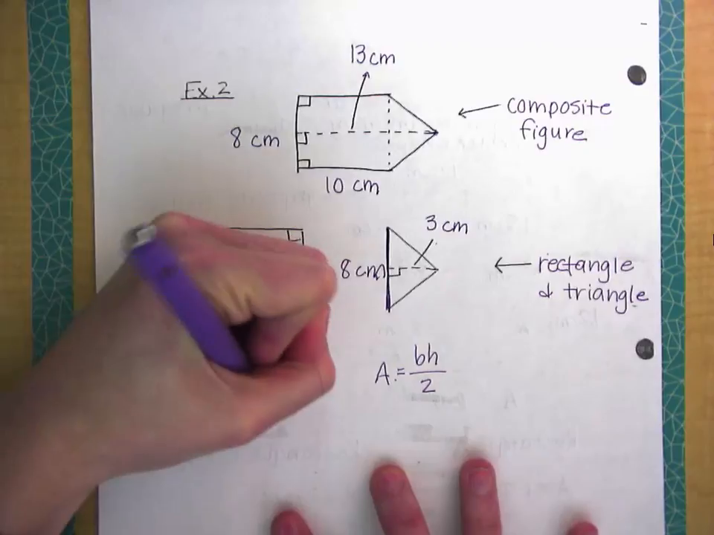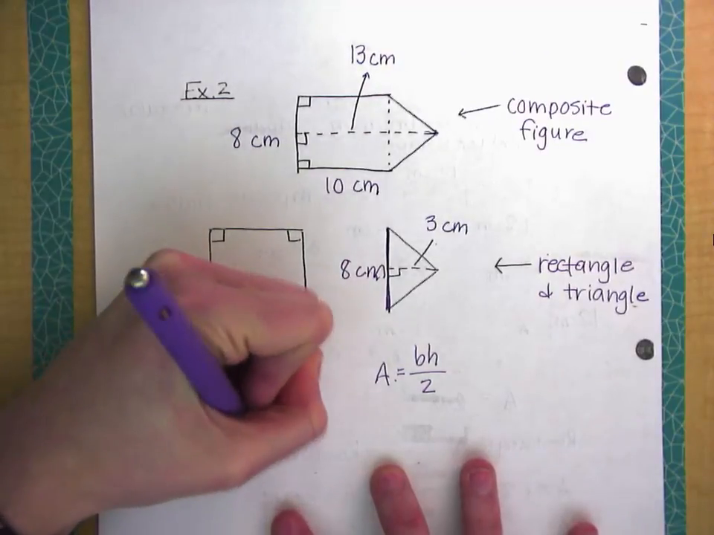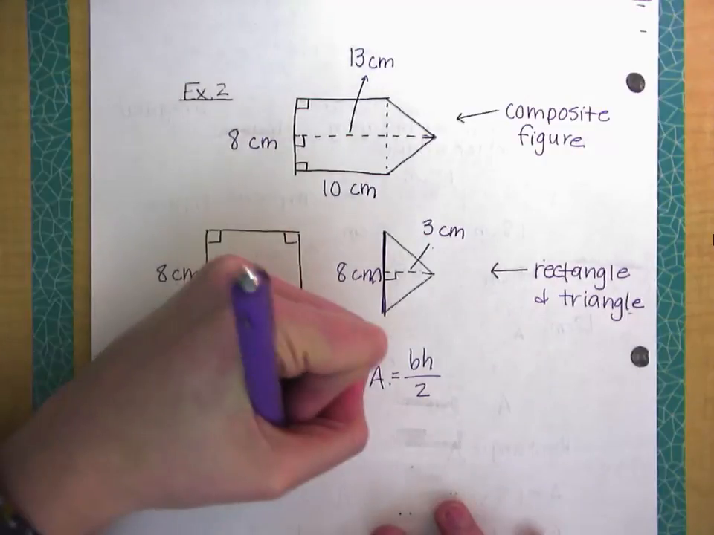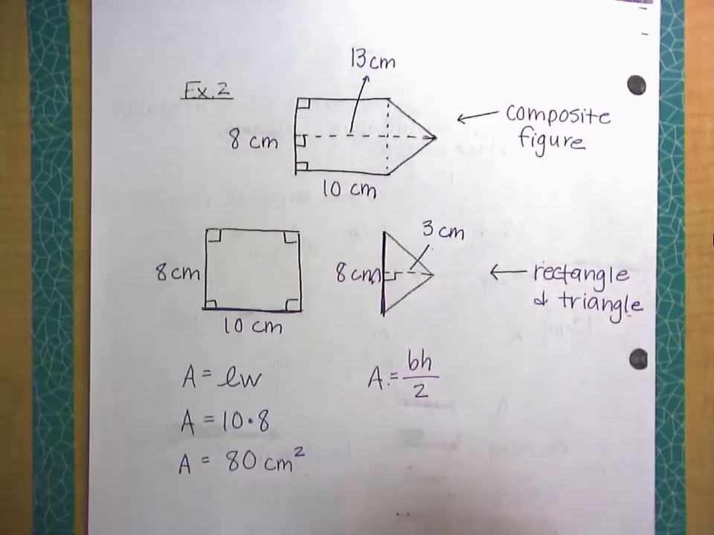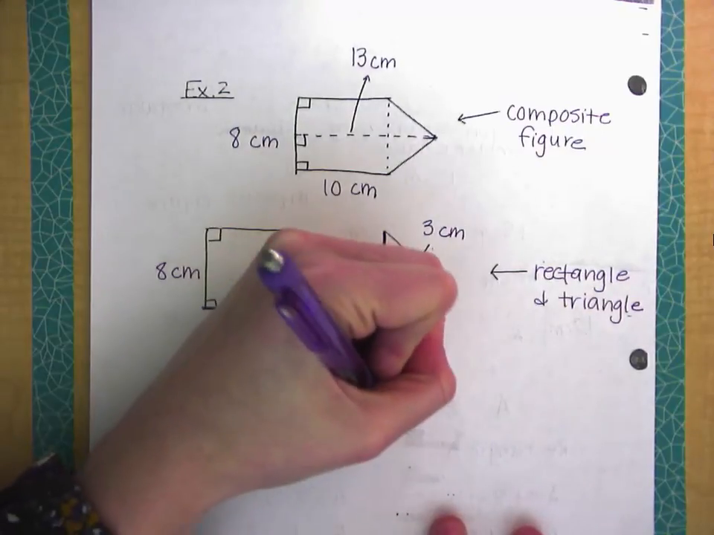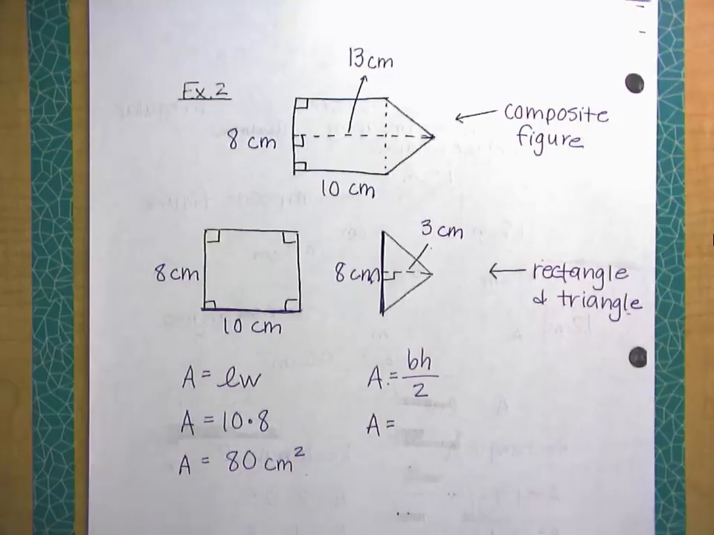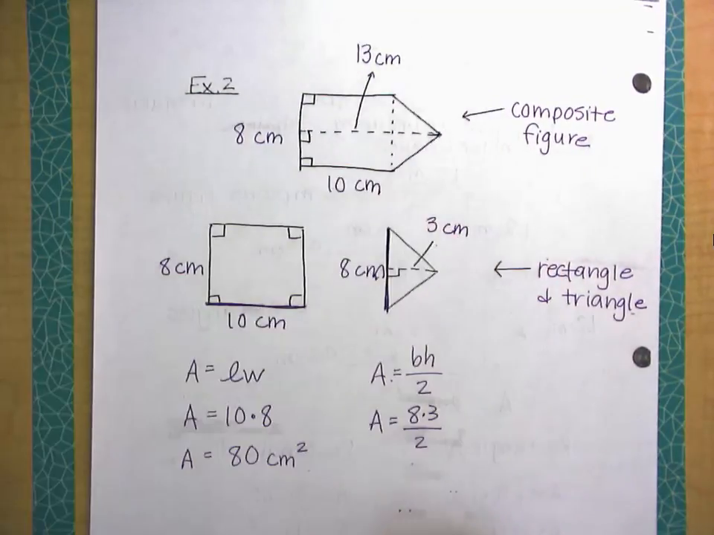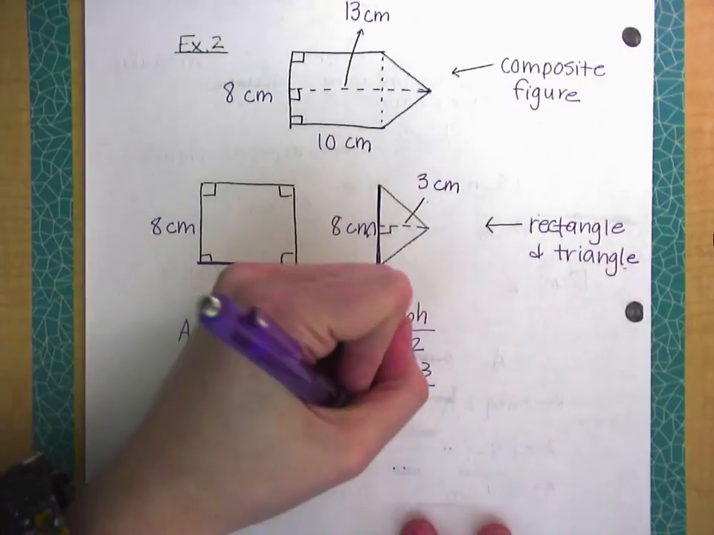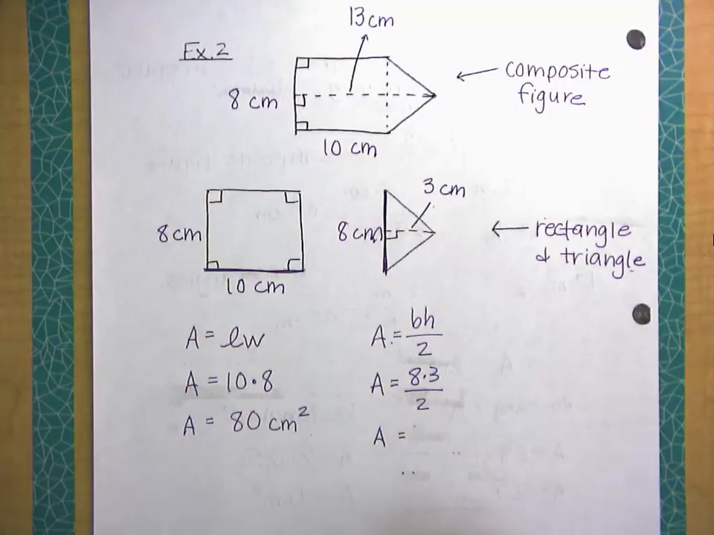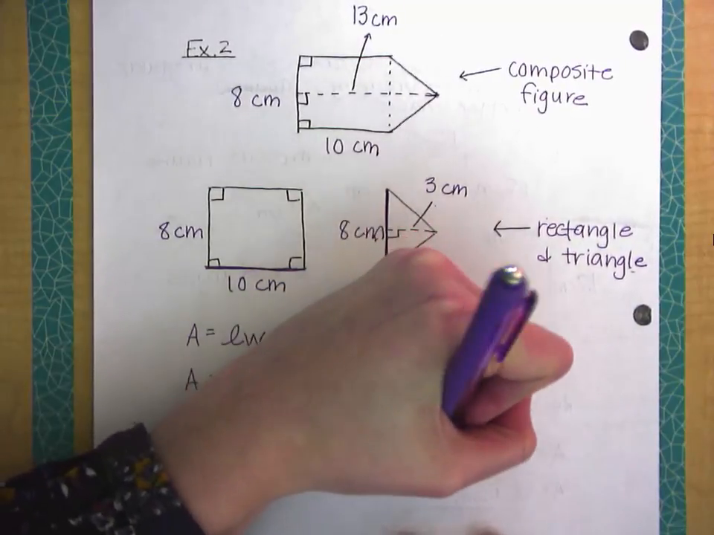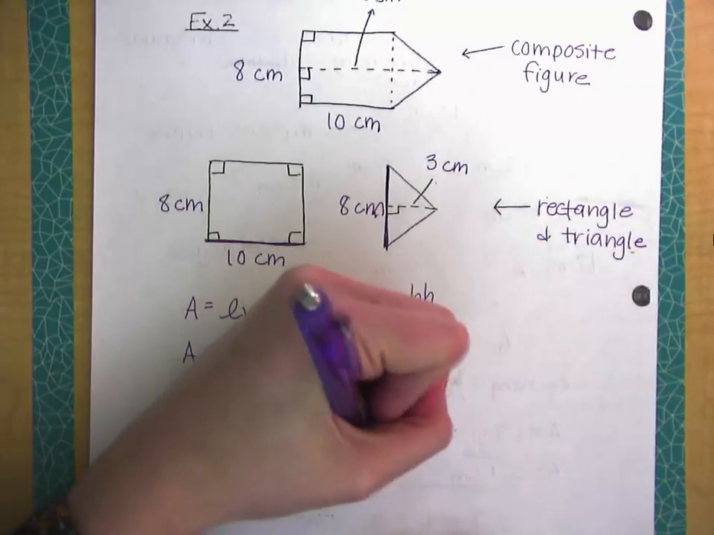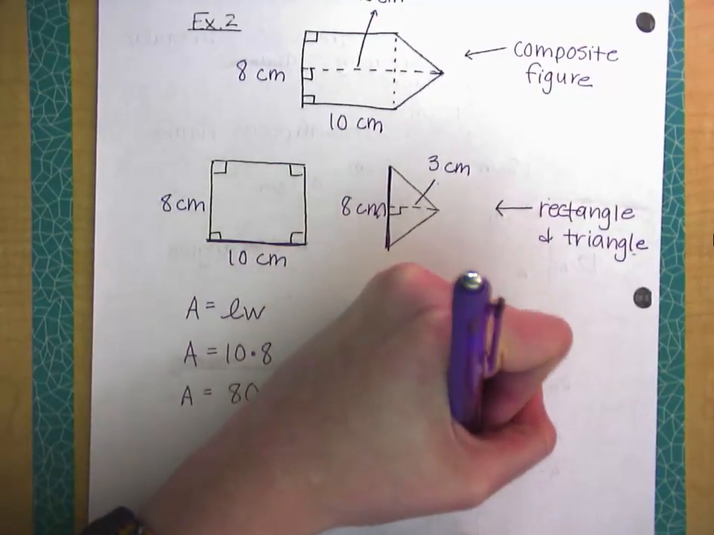10 times 8, which would give me what? 80 centimeters squared. Get in the habit of giving me that completed answer. Okay, now for the triangle. Once I plug everything in, what's it going to look like? Eight times 3 divided by 2. Then I need to multiply. What's 8 times 3? So I'd be left with 24 divided by 2. Thank you. 12 centimeters squared.